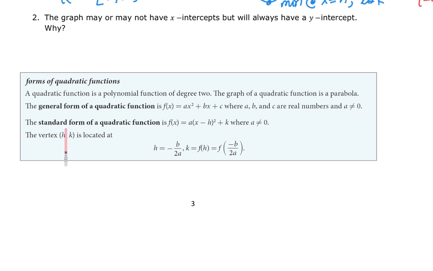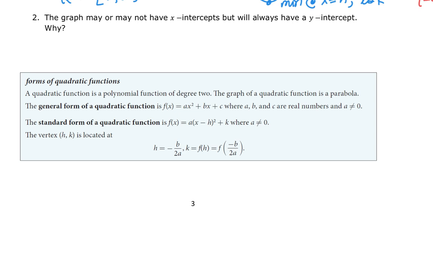The standard form is a, this is the leading coefficient, times x minus h, quantity squared, plus k, where x has a coefficient of 1 inside the parentheses and the vertex is h comma k. H can be found in the general form as -b over 2a, and k can be found by plugging h into the original function and solving for k. At this moment, we're just going to accept this is true. In Calculus 1, we're going to prove this is true, but for right now, let's just accept this and move on.